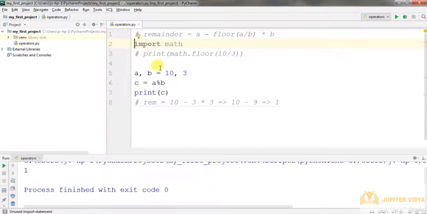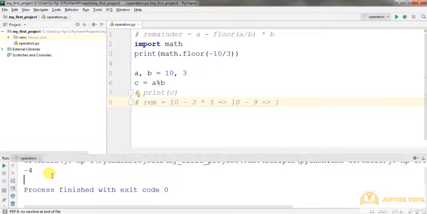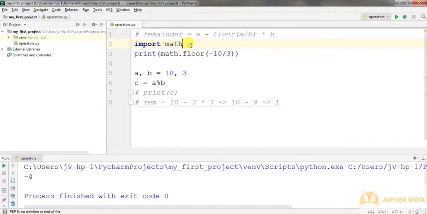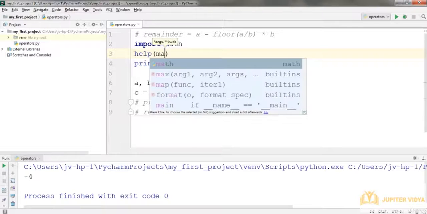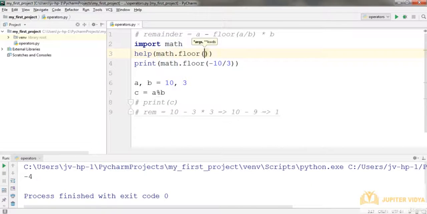Now things will change when it is a negative, right? So here let's comment this, uncomment this, and give a negative value here. So for floor, when it is a negative value, it is minus 4. Why is it minus 4? Let's do one thing. I'll print the help documentation of this function using help. So I don't have to call it. Remove this. Let's comment this part. So this will print the documentation of this function.